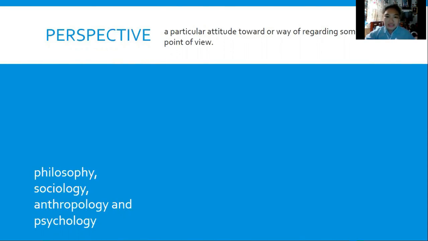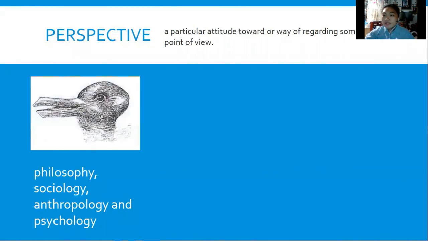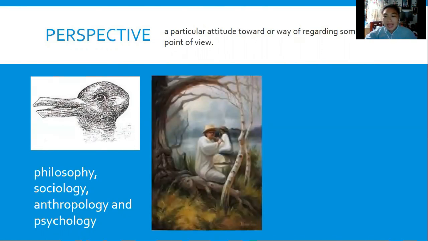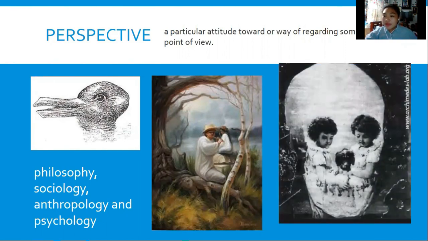Now let's take a look at these pictures. In picture number one, what image can you see? I can see a rabbit and a duck. Picture number two, I can see a face and a woman and man sitting. Picture number three, there's a skull and two girls with a puppy. I hope you also see them. It basically depends on how you look at the pictures, on how you perceive these different pictures.